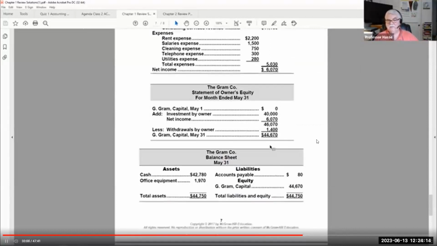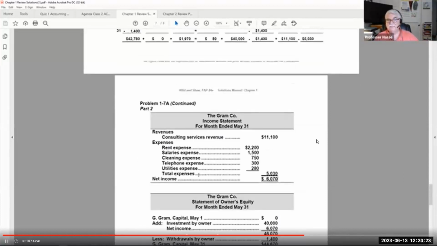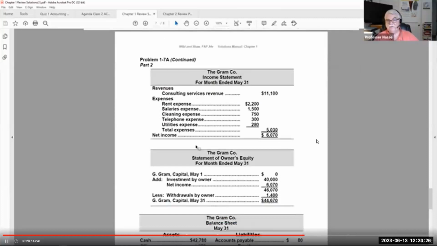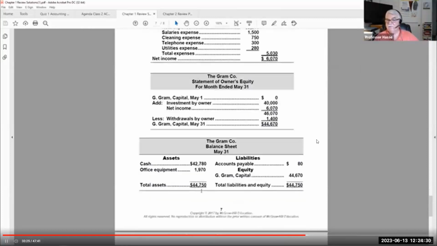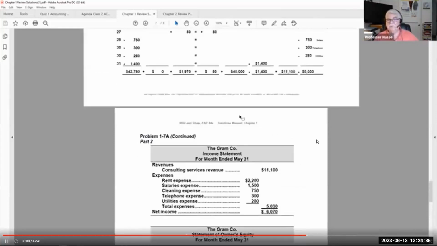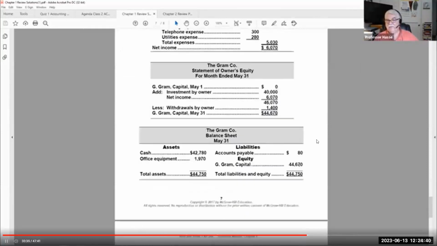And then this $44,670 is now part of the balance sheet, the equity balance of the company, where you have your assets, cash, $42,780, office furniture, $1,970, we have assets of $44,750. Our liabilities, what we owed, we still owe $80 accounts payable. And we have the $44,670 of equity. And golly gomer, it's balanced.